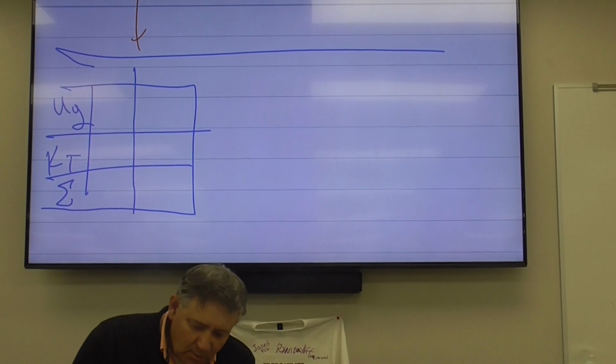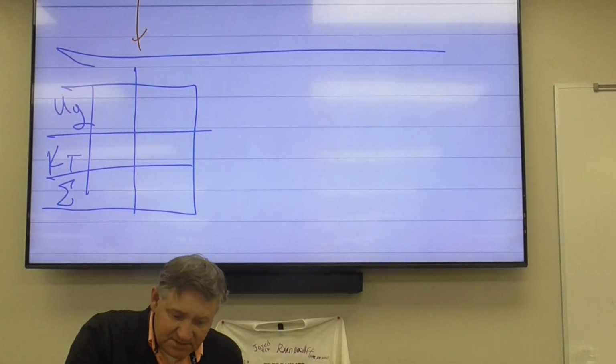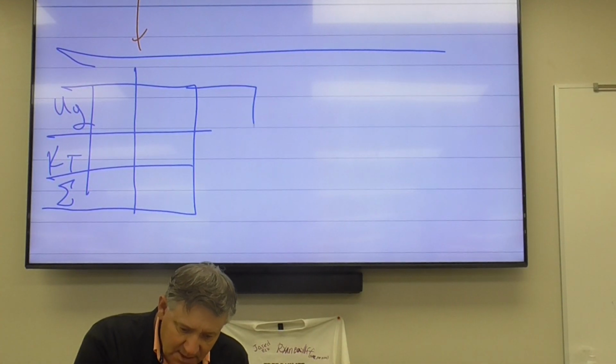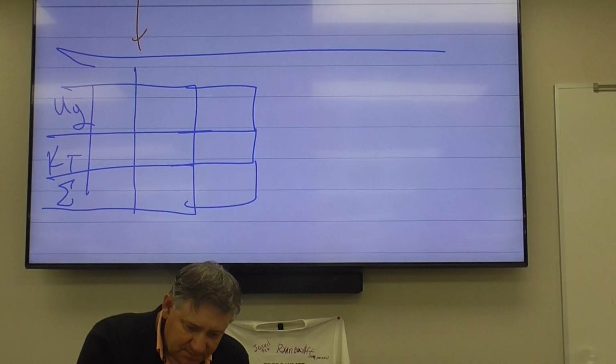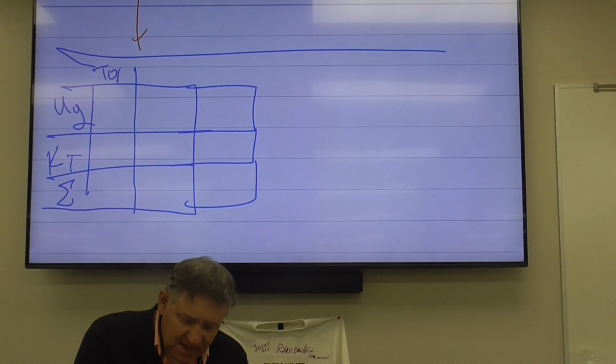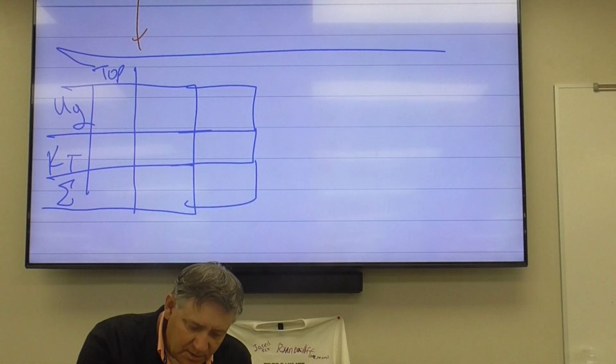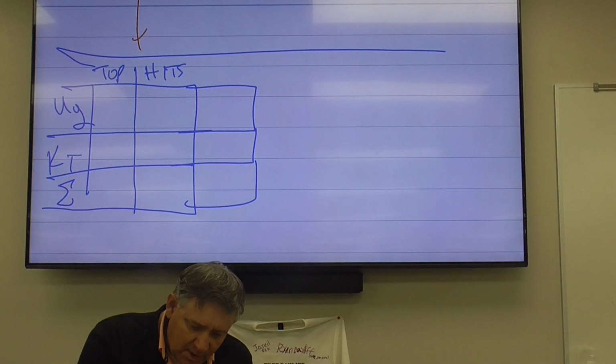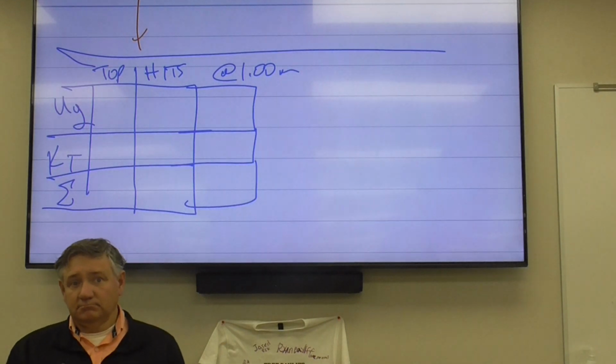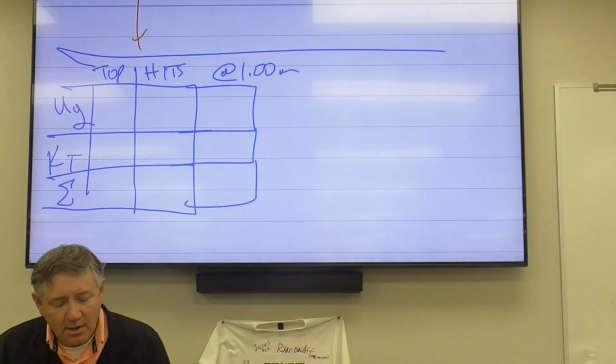So what we're gonna do is look at 3 different situations as this ball falls. We're gonna look at what's gonna happen at the top. We're gonna look at what happens when it hits the ground. And what happens when it's at a height of 1 meter. Okay? Here we go.